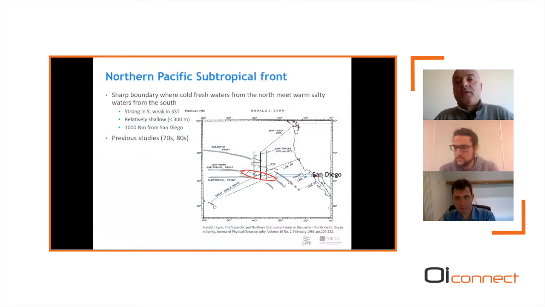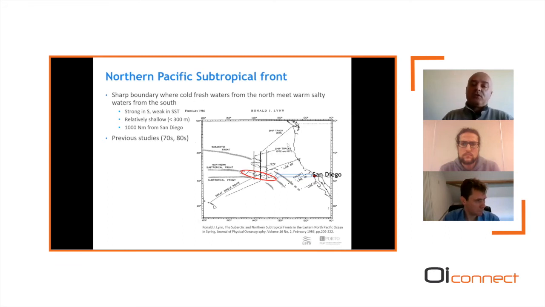Okay, and now a few words about the North Pacific subtropical front. It's located here. You see this red ellipse, and it's a sharp boundary where cold fresh waters from the north meet warm salty waters from the south. There's a very strong salinity signature, but a weak sea surface temperature signature, meaning it's very difficult to see from space. It's located approximately 1,000 nautical miles west of San Diego.